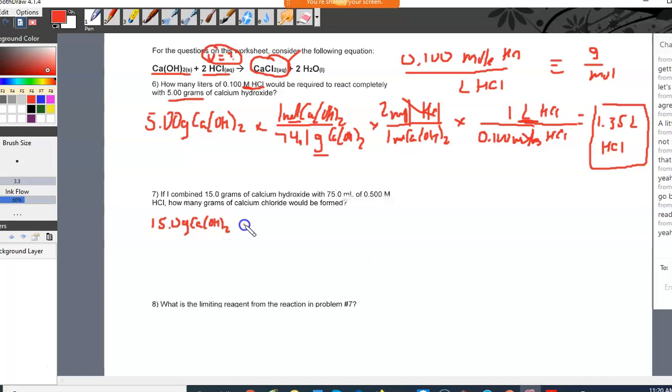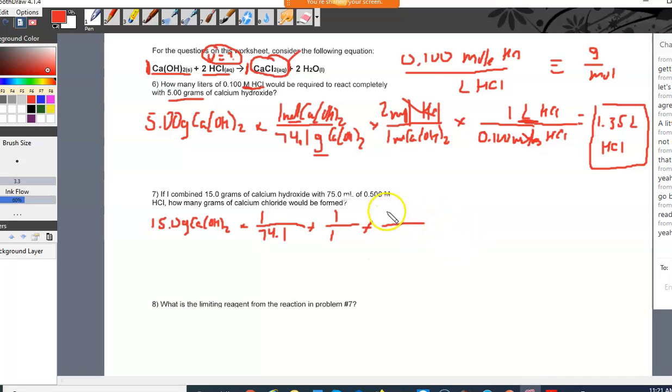Okay, so 15 grams. I'm not going to write the units anymore because I don't have a lot of room here. So 1 mole of the calcium hydroxide is 74.1. And then it's a 1-to-1 conversion: 1 mole of calcium hydroxide to 1 mole of calcium chloride. That was pretty straightforward. And then your calcium chloride is 71, because there are 2 chlorines, and then you're adding it to calcium, which is 40.1.